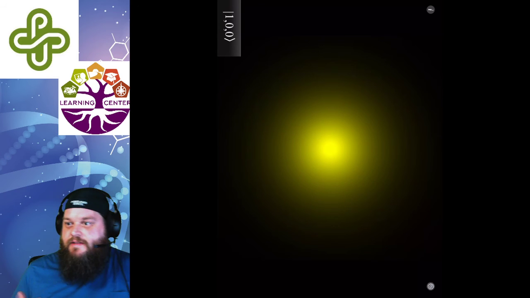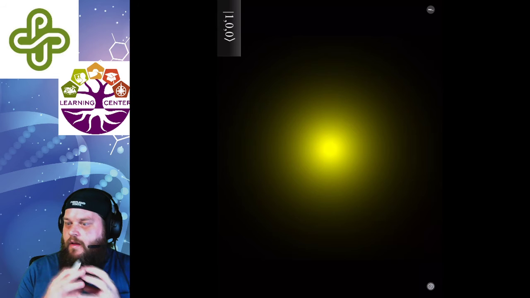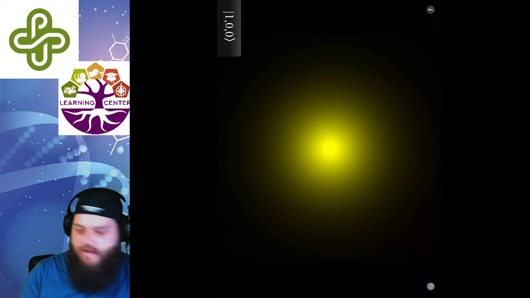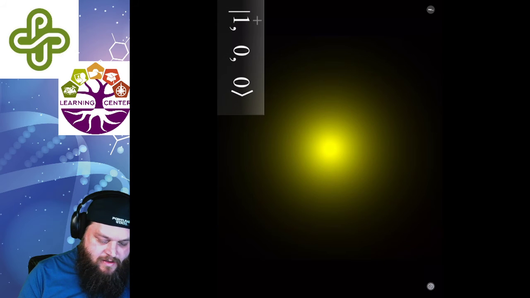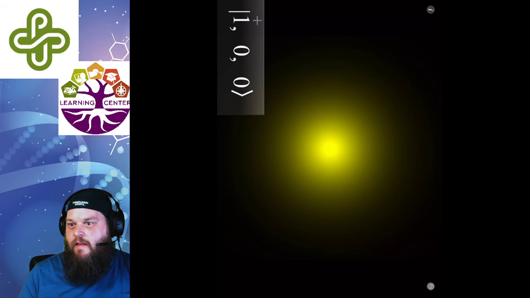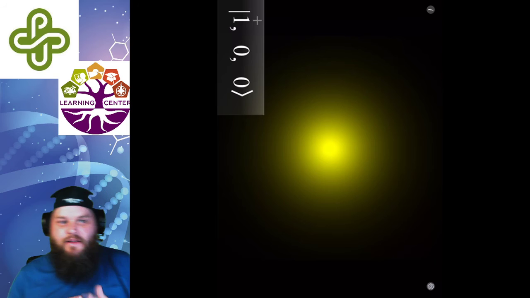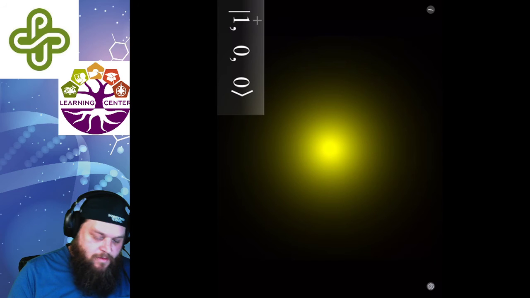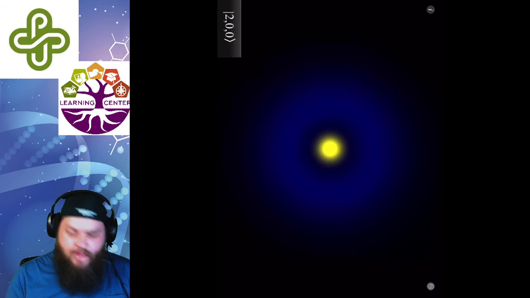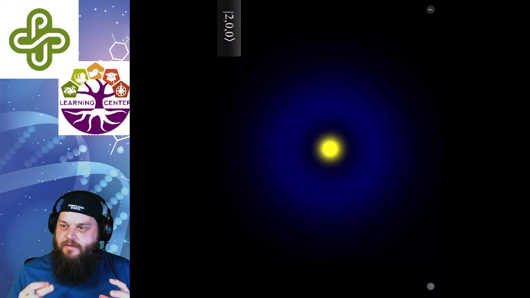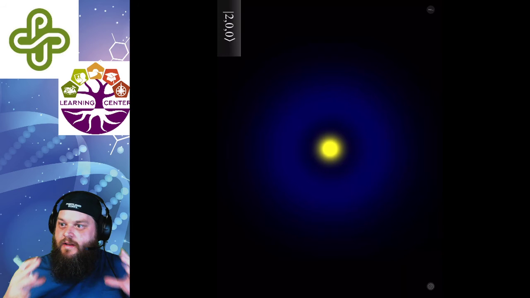This is an s subshell. It's just spherical. I can rotate it, but you can't really tell that I'm rotating it. These numbers here are my n, l, and m, my quantum numbers. If I increase the quantum number here, you can see that now there are two s subshells. The yellow one is n equals 1, the blue one is n equals 2.